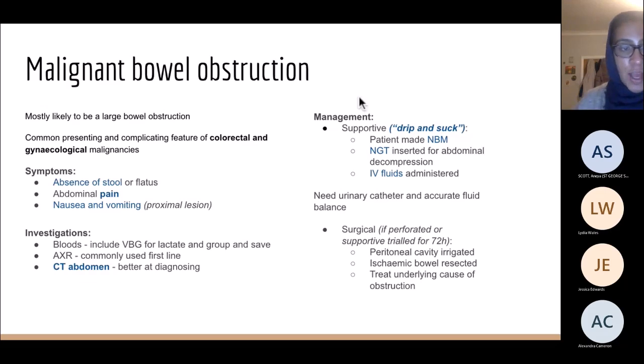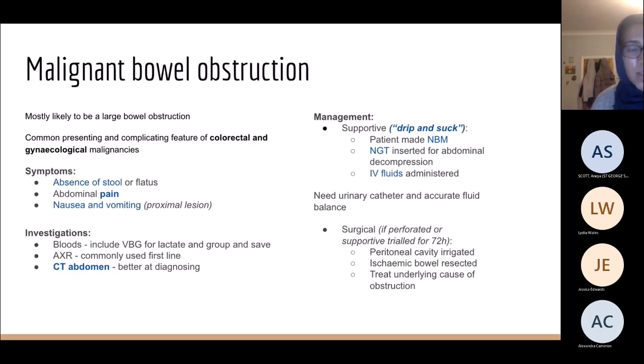Now, bowel obstruction is most likely to occur in the large bowel. It's often associated with colorectal and gynecological malignancies. And what you get is an absence of stool or flatus. It's really important when you're taking history from these patients not just to ask whether they've passed any stools, but also if they've passed any gas. Because if they haven't passed both, then you're very worried. And of course, abdominal pain and nausea and vomiting.